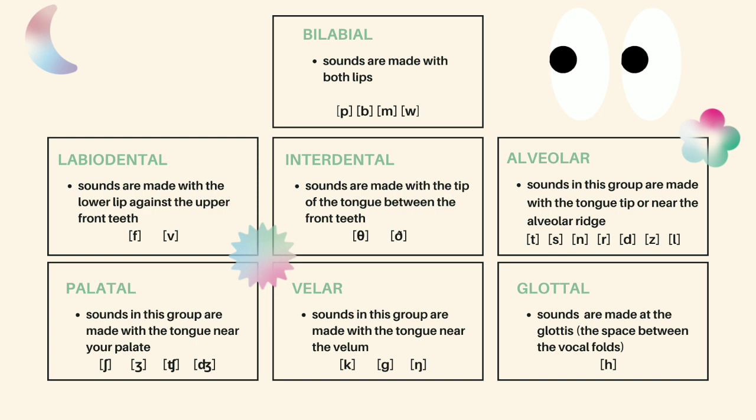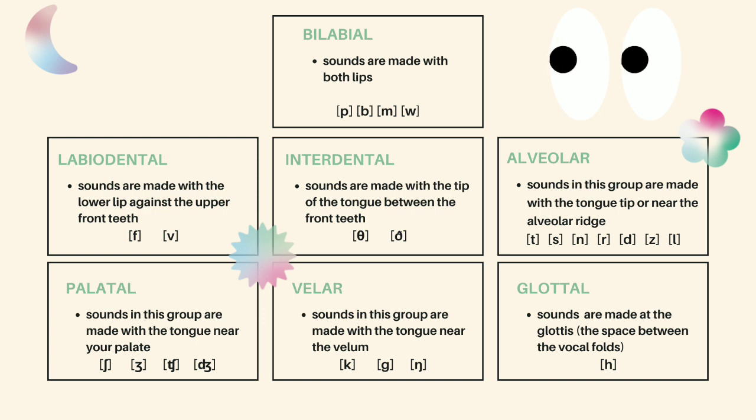Next up is the palatal. The sounds in this group are made with the tongue near your palate. So the English consonants are as follows: sh, as in shut or brush, zh, as in vision or measure, ch, as in cheek or match, j, as in jam and budge.